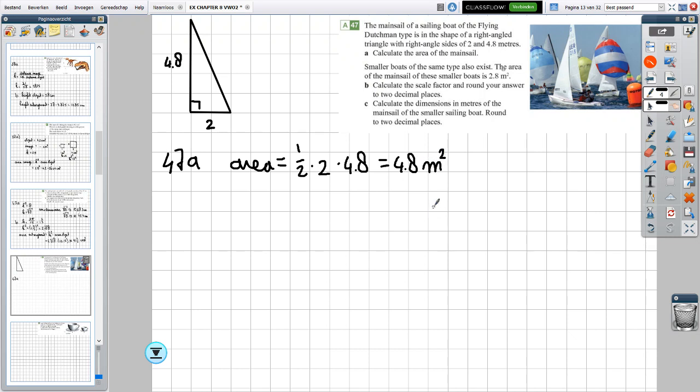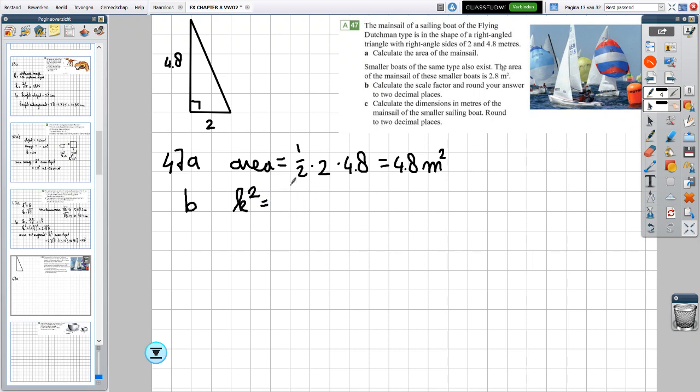Okay, that's exercise A. At B they say, well, you also have smaller boats and the area of those mainsails is 2.8 square meters. Calculate the scale factor and write your answer to two decimal places. Remember, scale factor is always just k. So we want to calculate k, not k squared, k. But we cannot do that in one go. We can, however, calculate k squared.